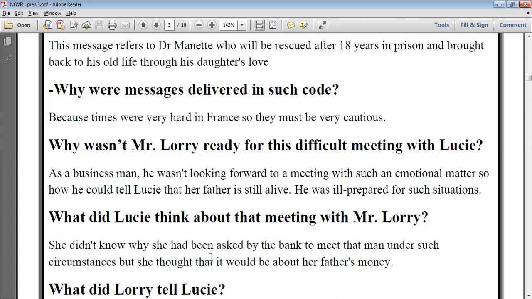What did Lucie think about that meeting with Mr. Lorry? She didn't know why she had been asked by the bank to meet that man under such circumstances, but she thought that it would be about her father's money.